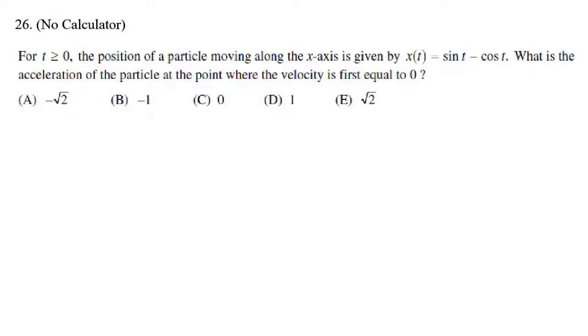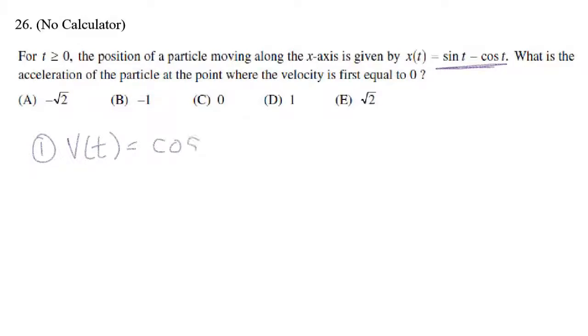Okay, back to a non-calculator problem. Number 26, the position of the particle moving along the x-axis is given by this particular function. What is the acceleration of the particle at the point where velocity is first equal to 0? So the first thing we need to do is find v of t, which is going to be our derivative.